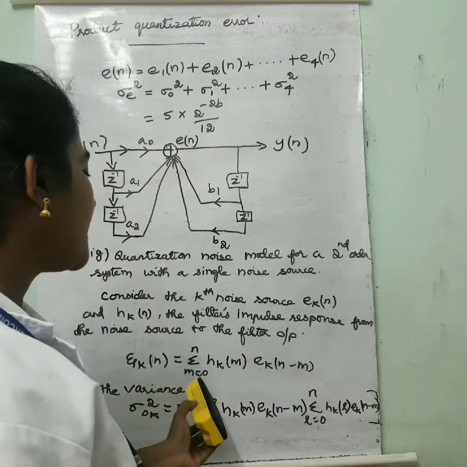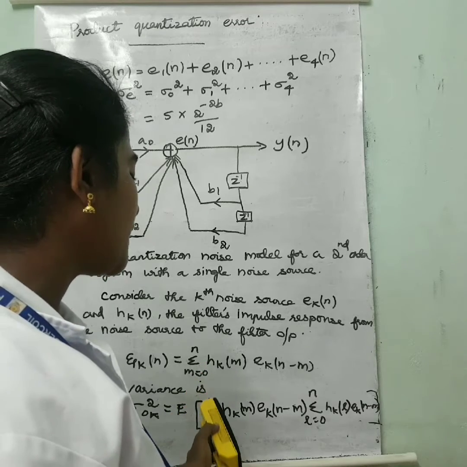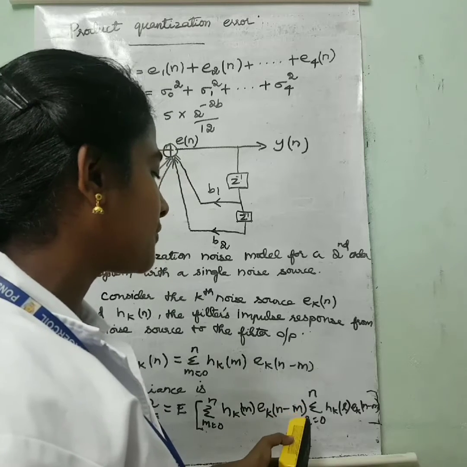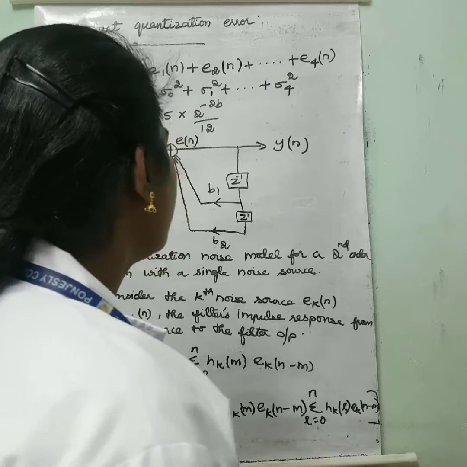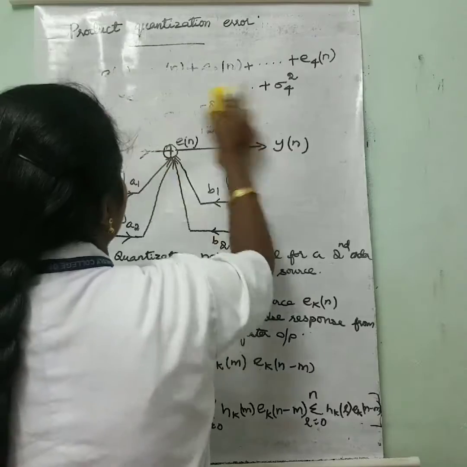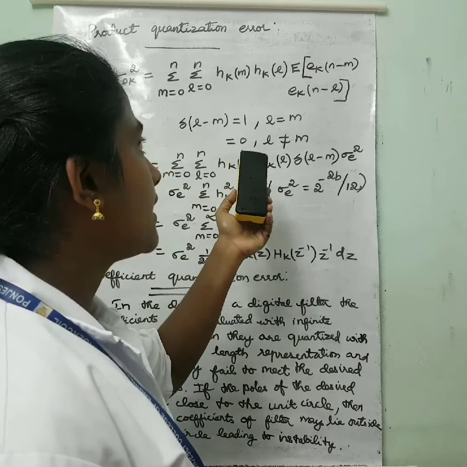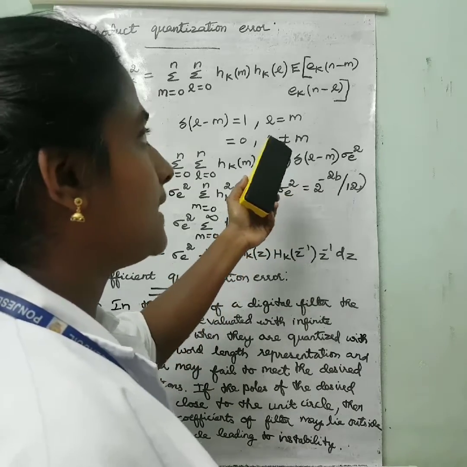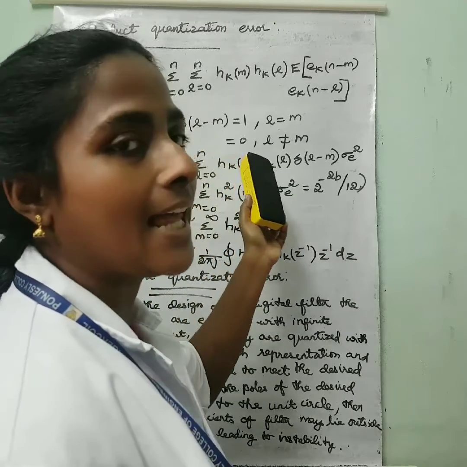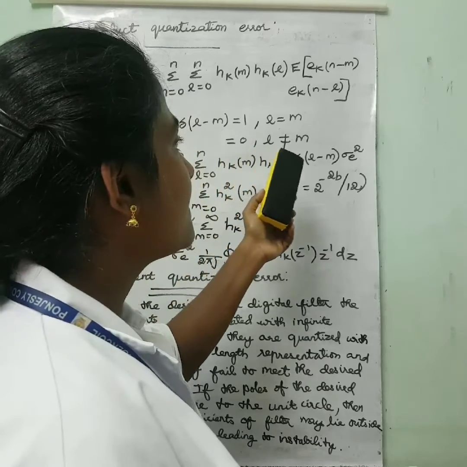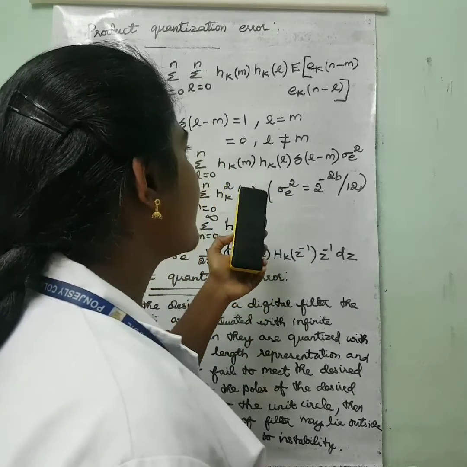So the variance is obtained by sigma 0k square is equal to E of summation m is equal to 0 to n Hk of m into Ek of n minus m, into summation L is equal to 0 to n Hk of L into Ek of n minus L. This can be written as summation m is equal to 0 to n, summation L is equal to 0 to n, Hk of m into Hk of L into E of Ek of n minus m into Ek of n minus L. We have del of L minus M is equal to 1 when L is equal to M, and when L is not equal to M, del of L minus M is equal to 0.